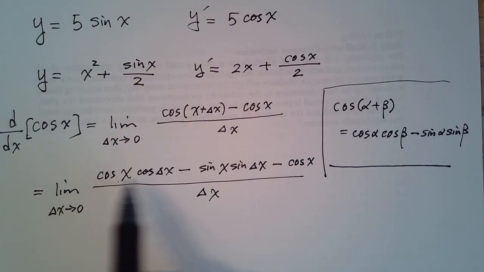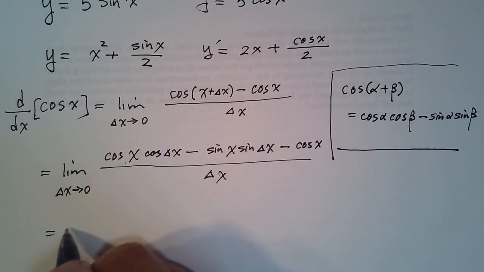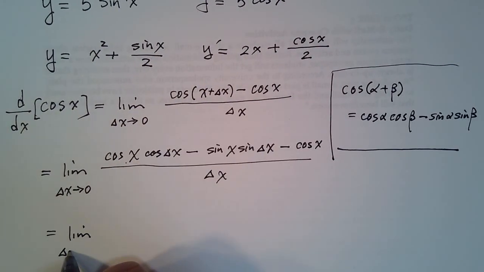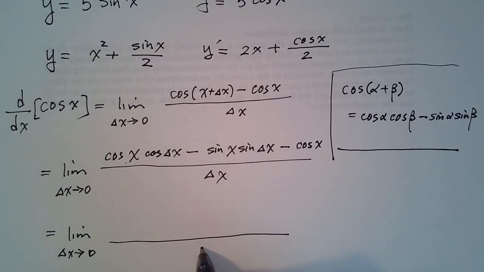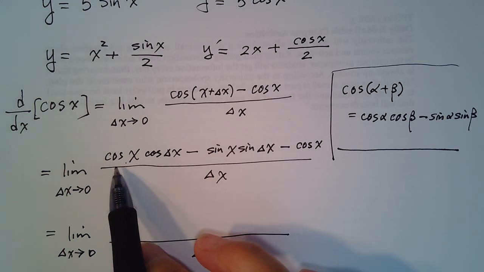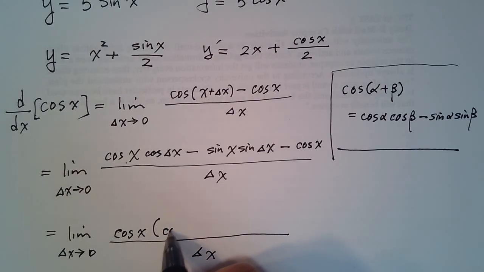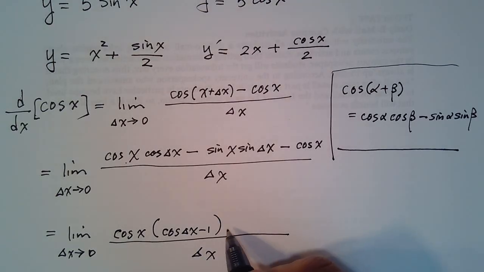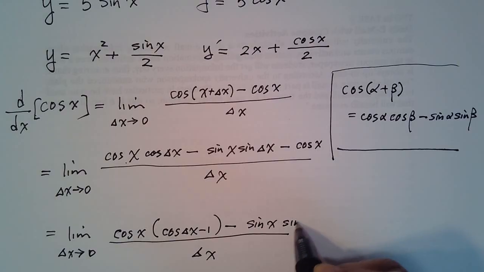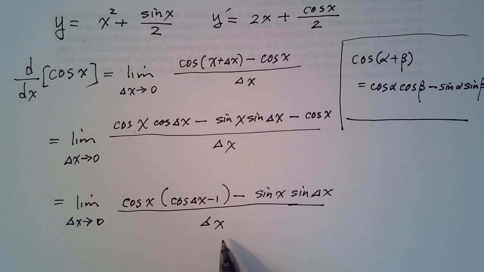Very similar, I'm going to combine this term with this term. So I get the limit as delta x approaches 0, sorry, the denominator is delta x, and the numerator, because I have a cosine, I get cosine x, and inside I get cosine delta x minus 1. Now that's the form we like, right? And I'm going to minus sine x sine delta x. Okay, now did you see this is sine delta x and then delta x?